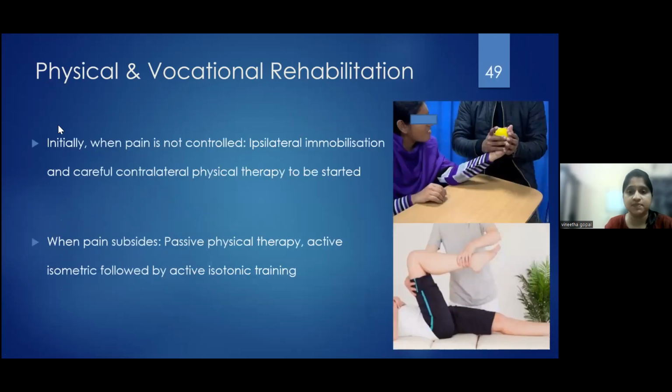And very important is this: initially, when the patients are in severe pain, they will not allow you to even touch the affected limb. So don't straight away go ahead with physiotherapy of that particular limb. You have to first address the contralateral, normal limb. You have to immobilize the affected limb and mobilize the unaffected limb, and then carefully start physical therapy on the contralateral limb. When you start physical therapy, first go for passive measures, then active isometric, and last go for active isotonic training. So this is how you have to go ahead with the physiotherapy. Don't straight away mobilize the affected limb. The patient's pain will increase and compliance will decrease.